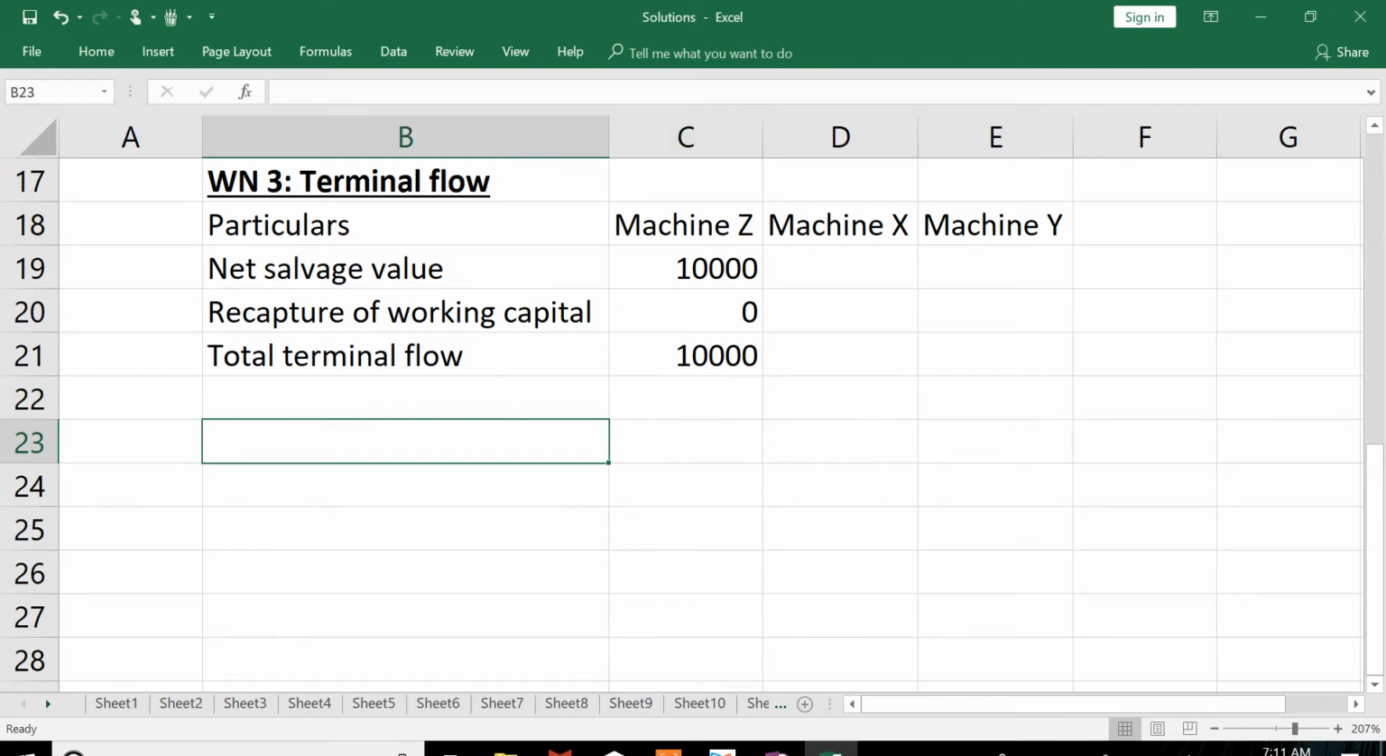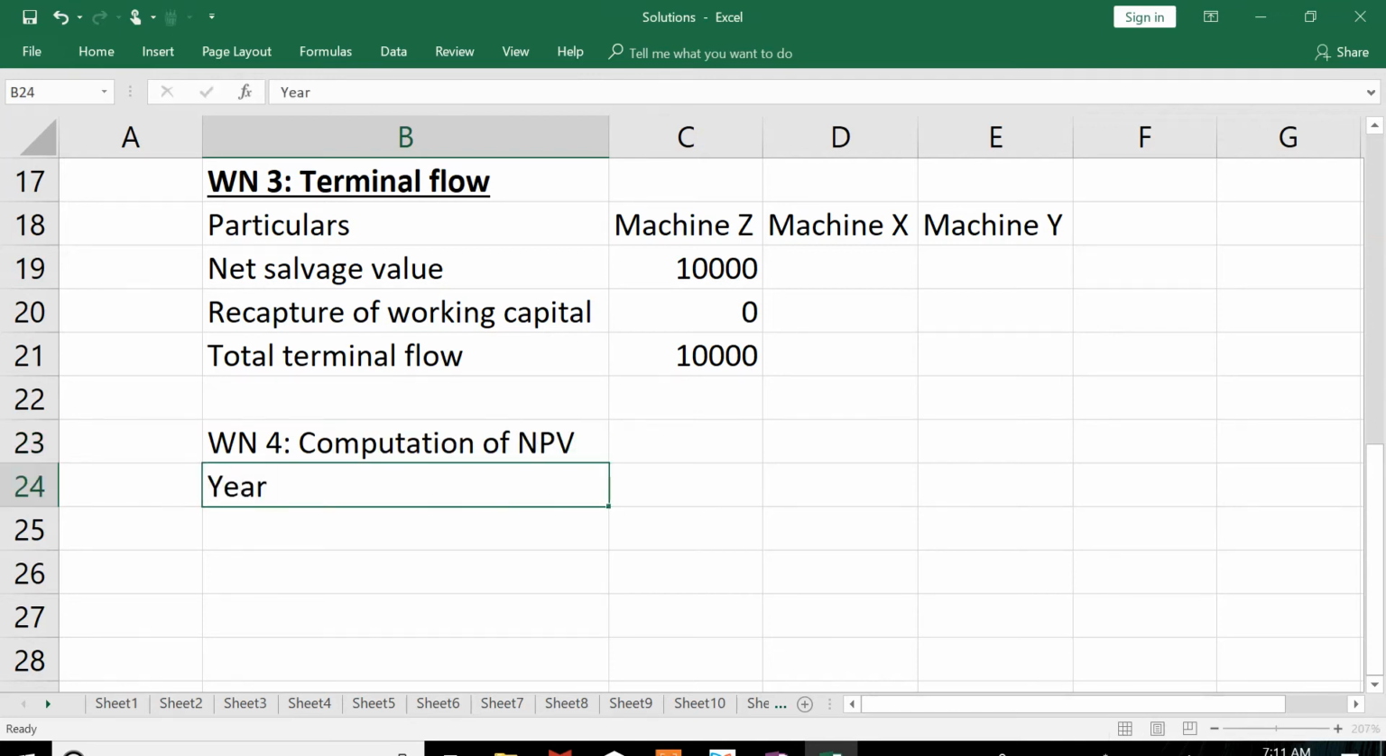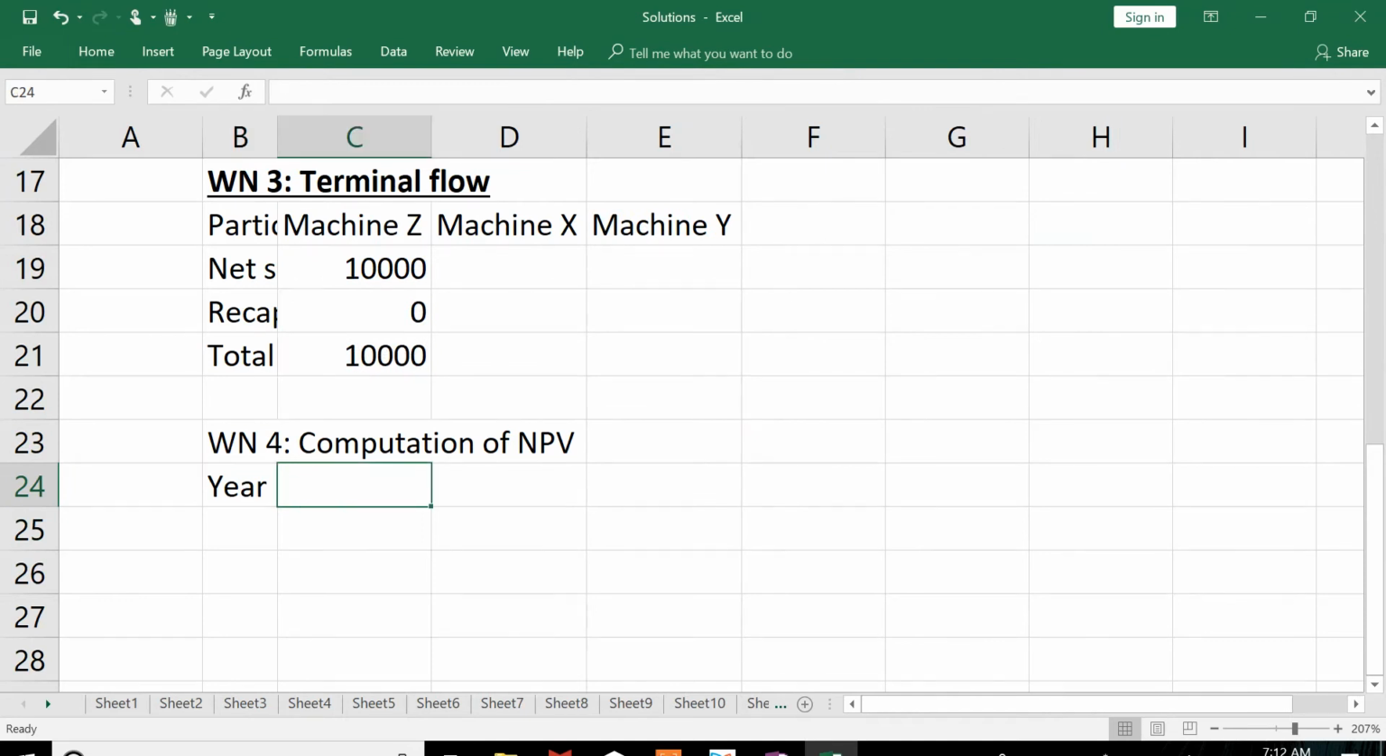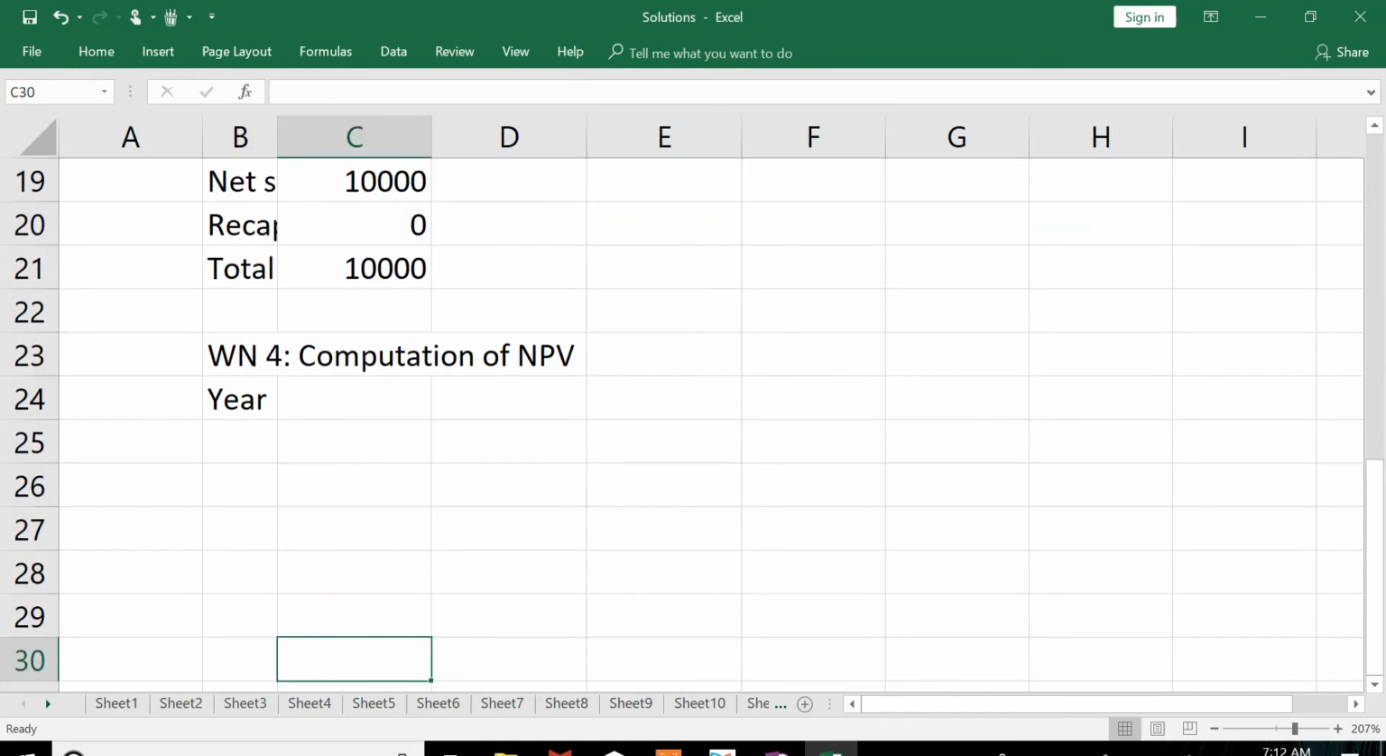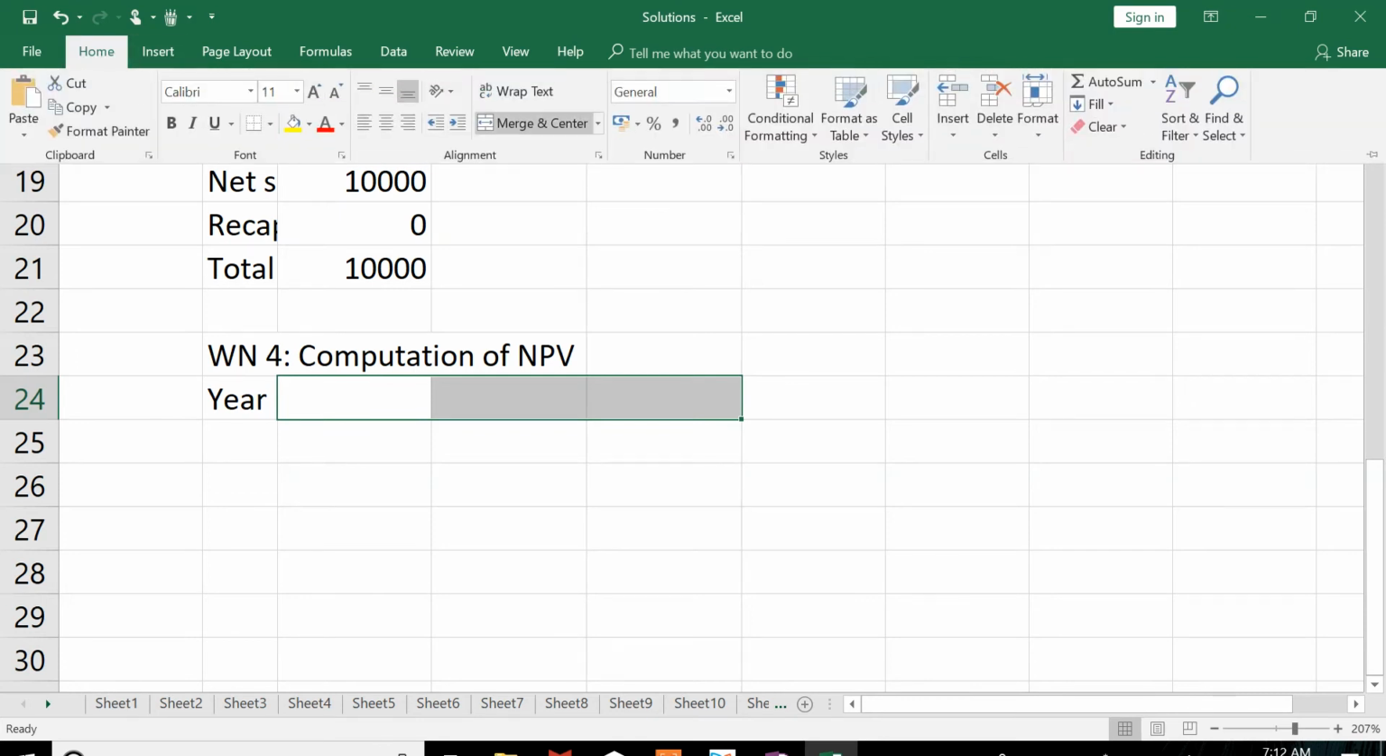The format will undergo slight change, so I'll give you the columns. Working note 4, computation of NPV. Year is fine. Cash flow will have 3 subcolumns: machine Z, machine X, machine Y. Year, cash flow.